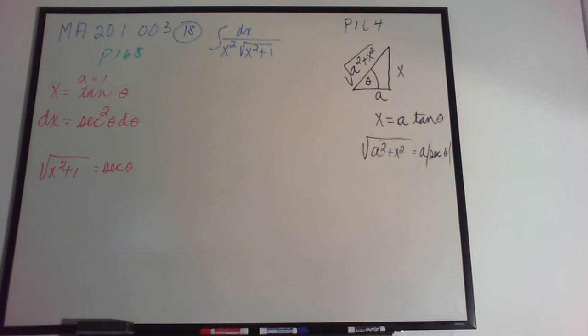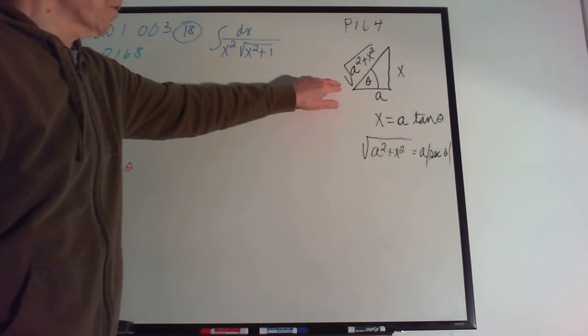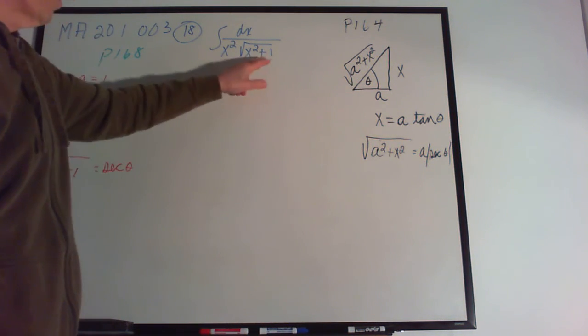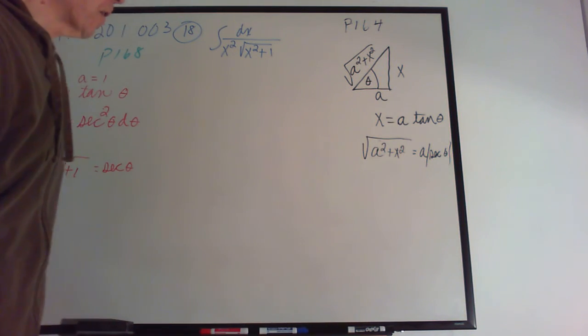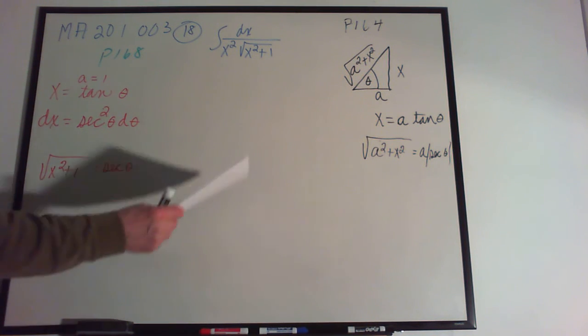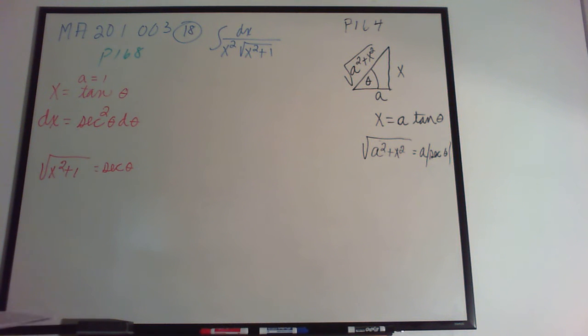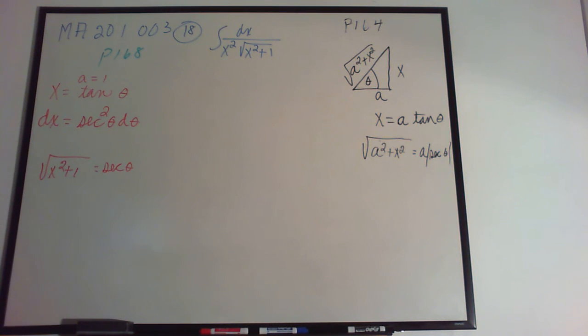All right, this is number 18, which was done on the MIT video. And from page 164, this is what you're going to use. A is going to equal 1, so x is equal to a times tangent theta, which means x is equal to tangent of theta. And then the radical is going to be equal to a times the absolute value of secant theta, which means it's going to be equal to secant theta. So try plugging it in, pause the video, see how you do with it.